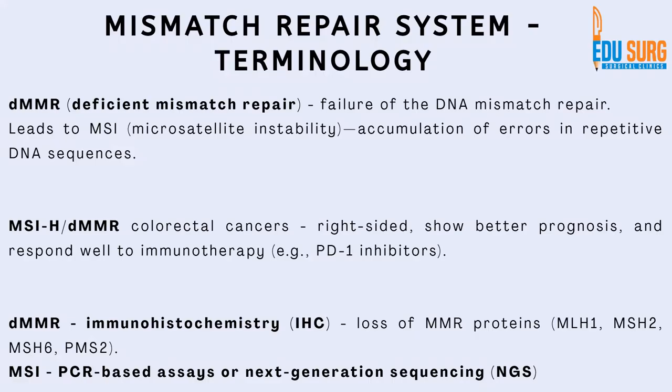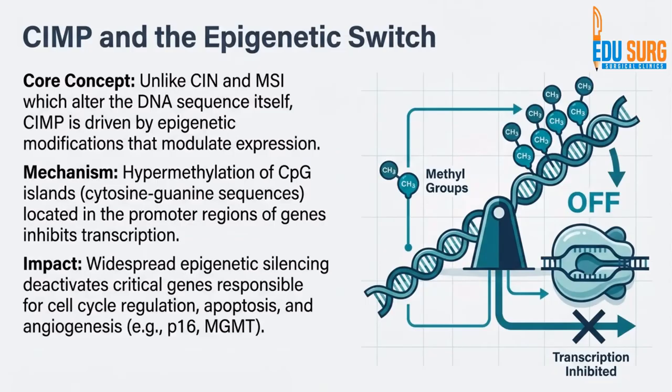These diseases are right-sided when it is colon, show better prognosis and respond well to immunotherapy. When we want to find out dMMR, you have to see immunohistochemistry, as it is the loss of MMR proteins, the four proteins that we already saw, whereas MSI-H will be a PCR-based assay or next generation sequencing. We saw the CIN pathway, the FAP, and we saw the MSI pathway, sporadic as well as germline, which is the HNPCC.